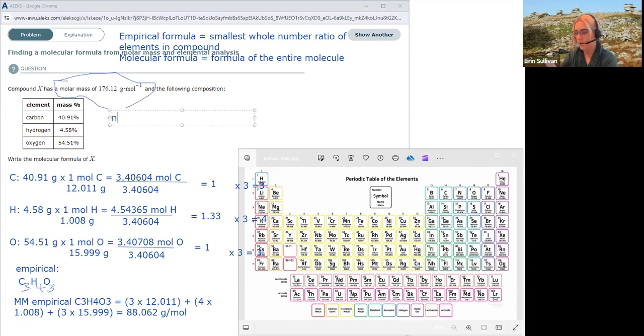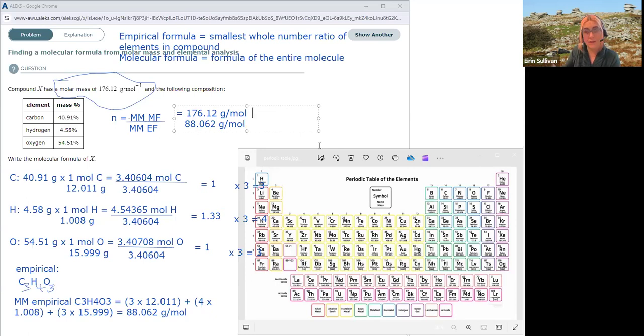To work out how many times the molar mass of the empirical formula goes into the molar mass of the molecular formula, we're going to do the molar mass of the molecular formula divided by the molar mass of the empirical formula. That only makes sense if you were listening when I said it. So that is 176.12 grams per mole divided by 88.062 grams per mole. Again, nearest integer is good at this point.